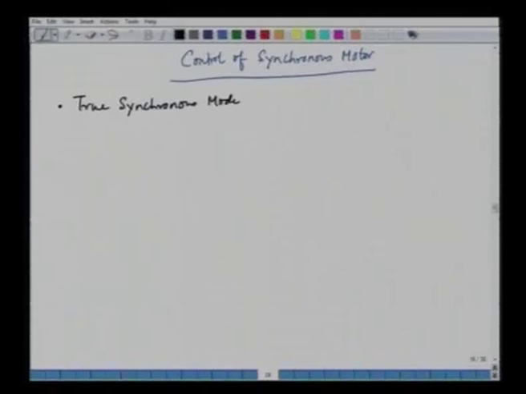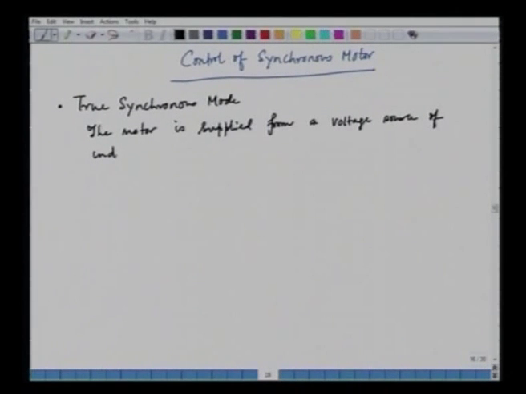So, in true synchronous mode, the motor is supplied from a voltage source of independent frequency.